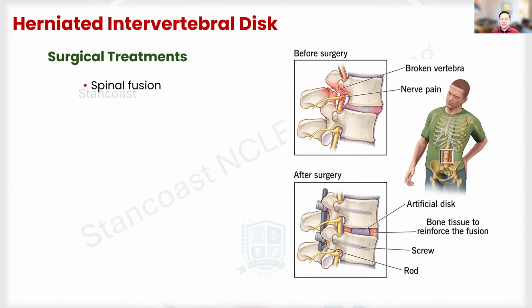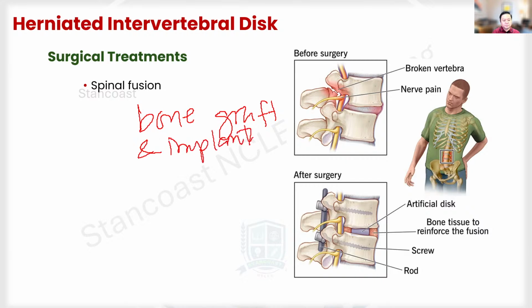Now, this is another procedure that will involve creation of the incision in order to access the spine, and there will be placement of bone graft or implants. Bone graft and implantation with that artificial disc. Again, this will also involve the placement of the screws and rods.